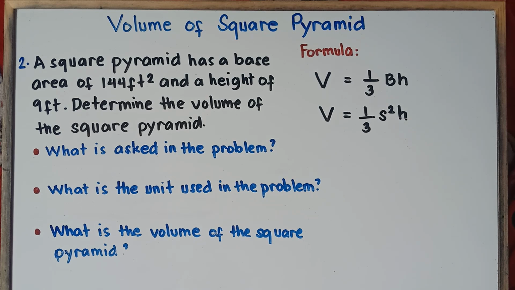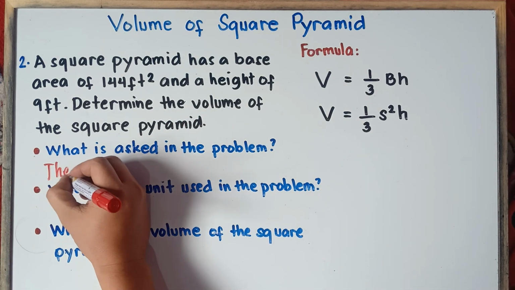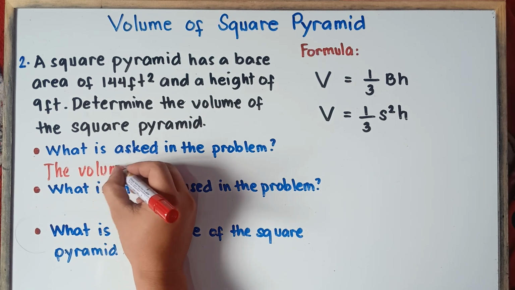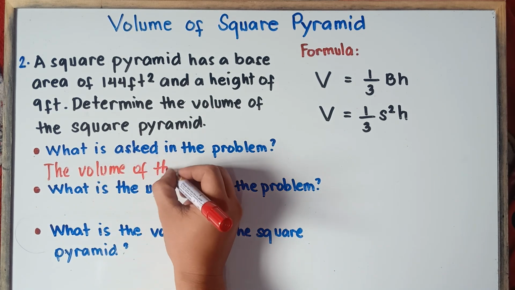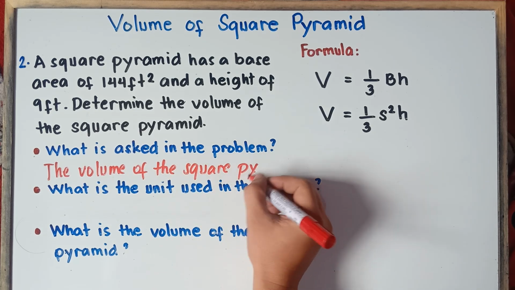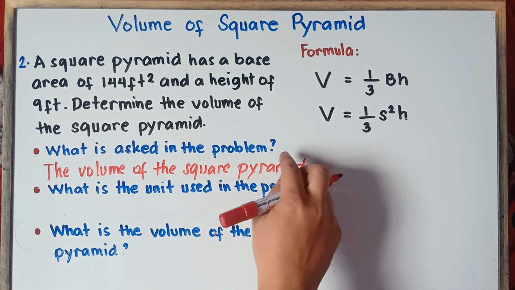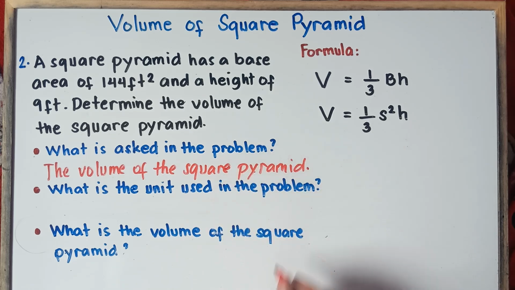A square pyramid has a base area of 144 square feet and a height of 9 feet. Determine the volume of the square pyramid. So first question, what is asked in the problem? So we're told to find the volume of the square pyramid. Alright, so that's the answer for the first question. What is asked? We are told to find the volume of the square pyramid.